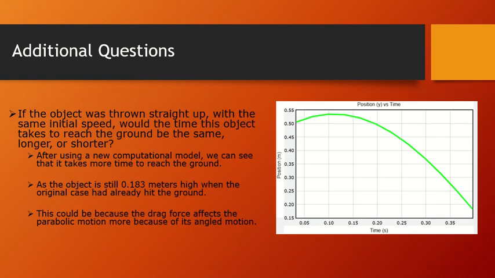The second additional question is, if the object was thrown straight up with the same initial speed, how would the time it takes to reach the ground change? After using a new computational model, we can see that it takes more time to reach the ground. The object is still 0.183 meters high when the original case had already hit the ground. This could be because the drag force affects the parabolic motion more because of its angled motion.